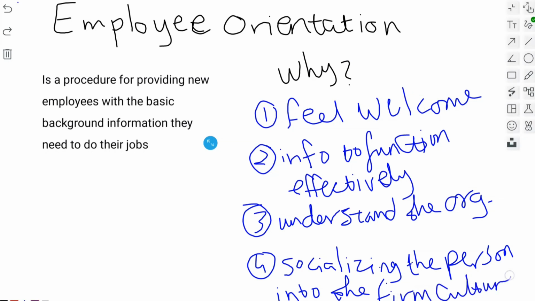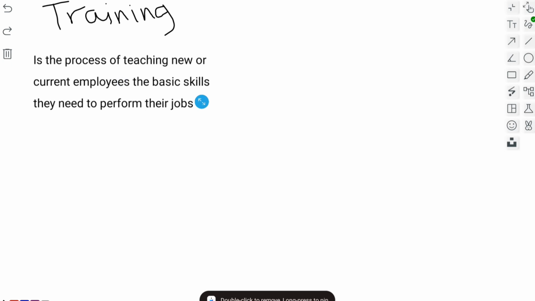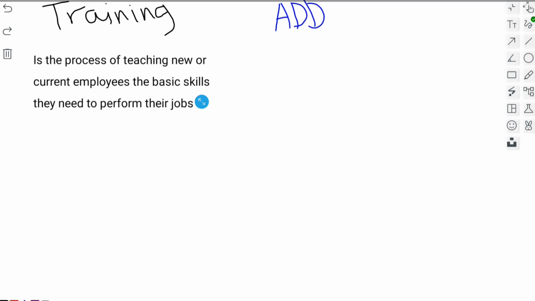Directly after orientation, training should begin. In a study in the US, three-quarters of high-achieving employees in their 30s begin looking for new positions within a year of starting, often due to dissatisfaction with inadequate training. So training is really important for both new and old employees. But what is training? Training is the process of teaching new or current employees the basic skills they need to perform their jobs. The employer should use a rational training process.